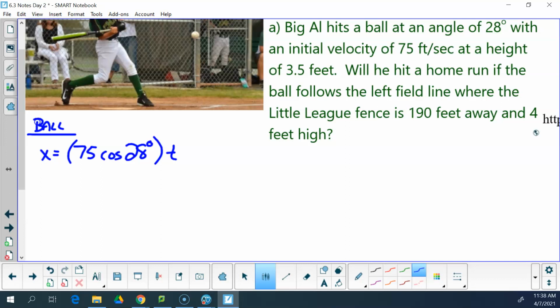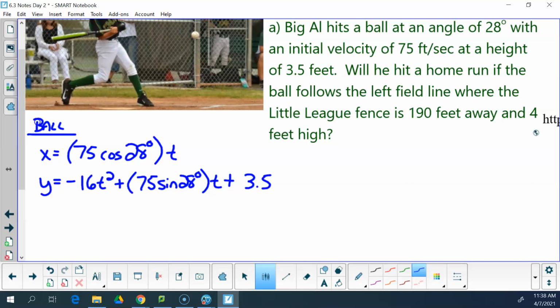Okay. The y component, the vertical component of the ball, is going to be negative 16t squared plus 75 sine of 28 degrees times t plus the initial height, 3.5 feet.